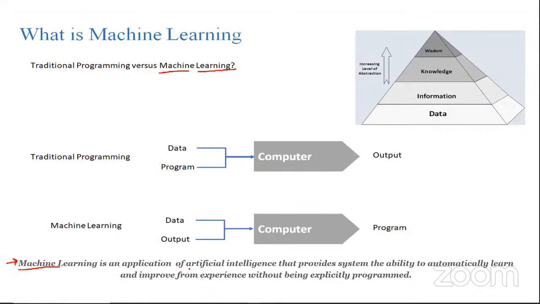So machine learning is an application of artificial intelligence that provides system, or system here is nothing but say machine, the ability to automatically learn and improve from experience. So experience is nothing but past data, without being explicitly programmed. So the formal definition is: machine learning is an application of artificial intelligence that provides system or machine the ability to automatically learn and improve from experience without being explicitly programmed.